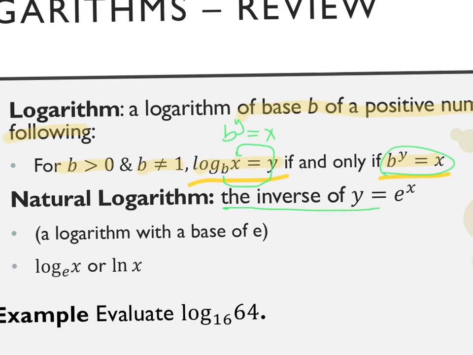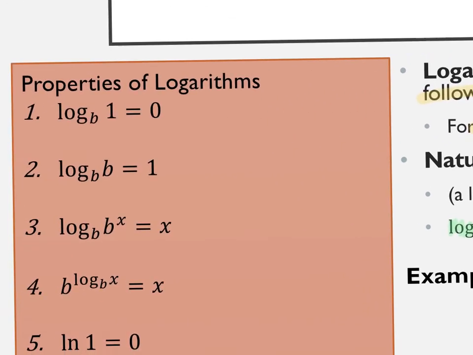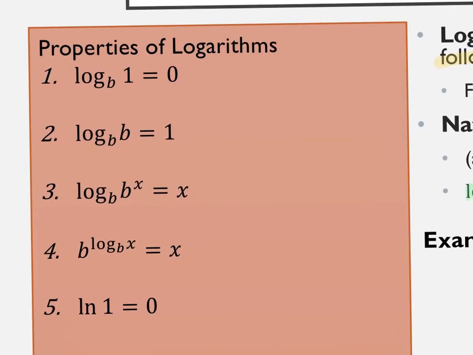Now, a natural logarithm is the inverse of y equals e to the x power. If you've forgotten what that e is, that's just Euler's number. It's like pi, it's irrational. It is also a logarithm of base e. So we can look at a natural logarithm as log base e of x, or just natural log x. It's ln, not in. So let's go over and look at some properties of logarithms.